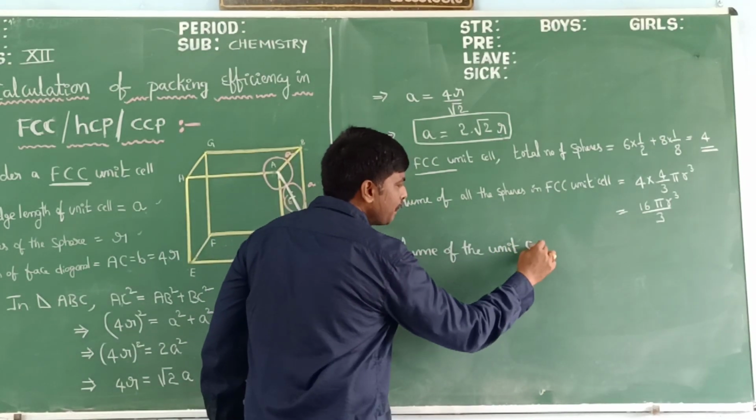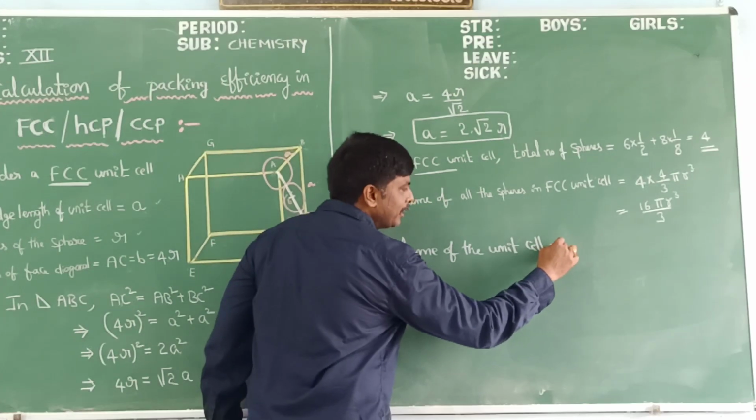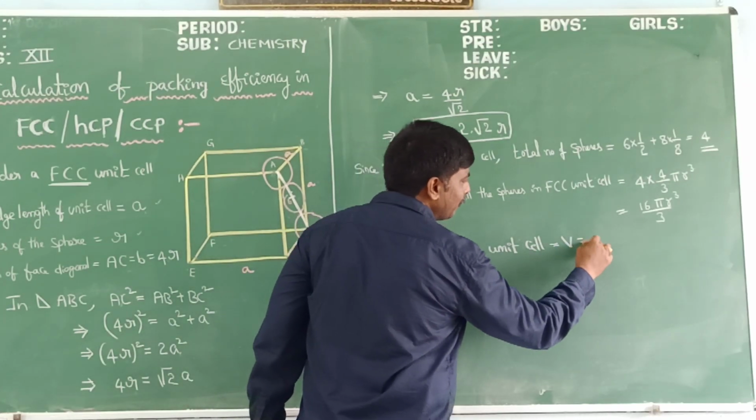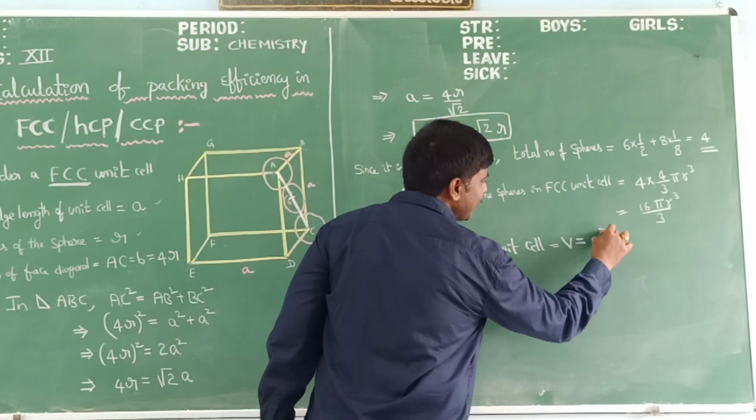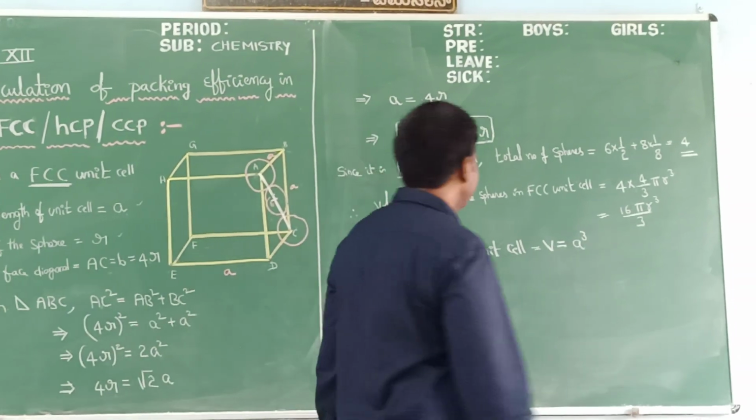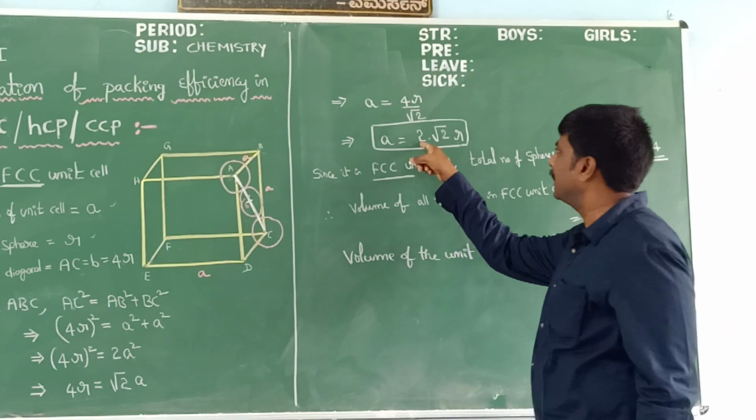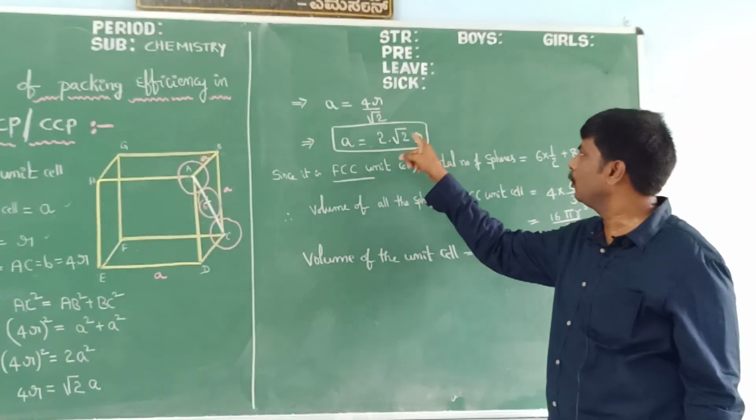Unit cell, what type of unit cell? It is a cubic unit cell. Cubic unit cell volume, what is the volume of the cube formula? A cube. V is equal to a cube. What is a? Already calculated a: 2 into root 2 r.